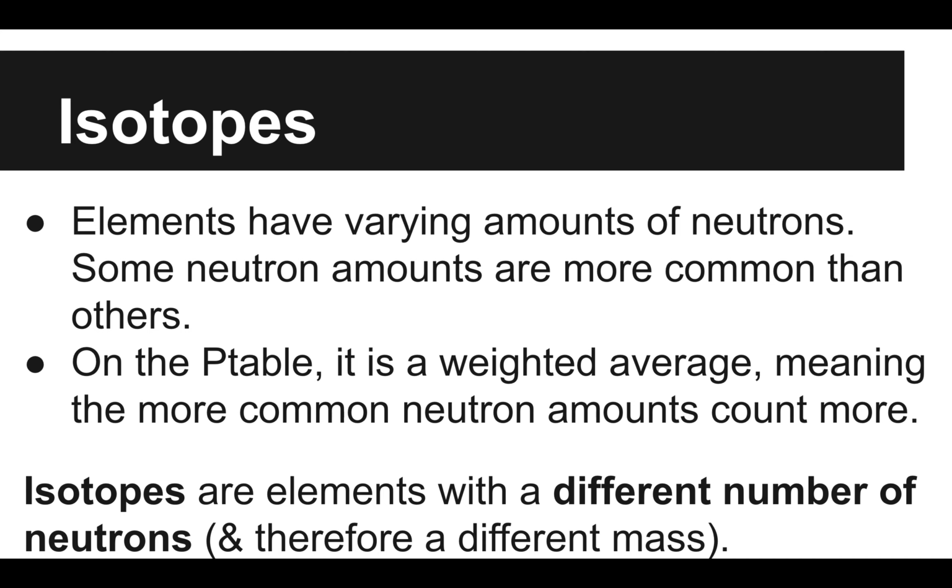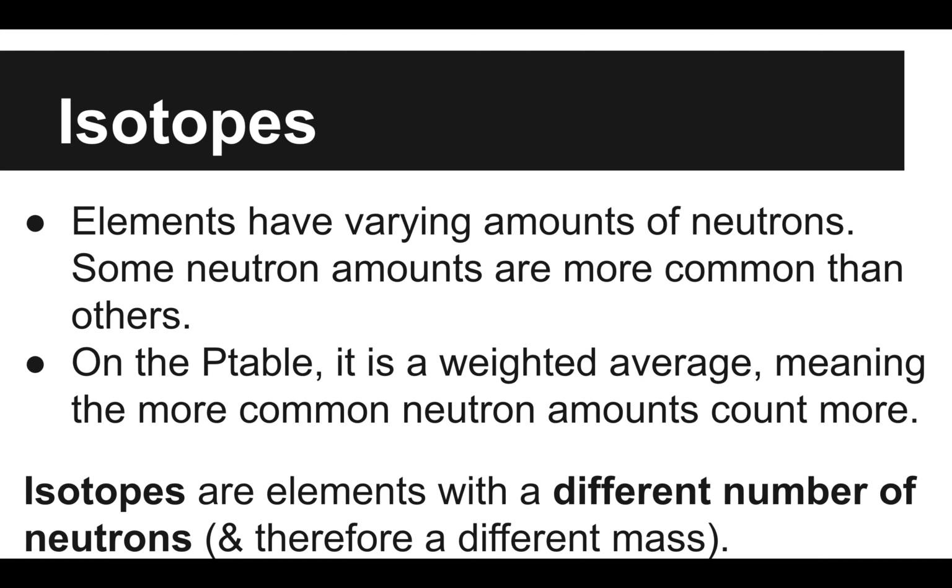Okay, so isotopes are elements with a different number of neutrons and therefore a different mass. So elements can actually have varying amounts of neutrons, and some of these neutron amounts are more common than the others. So on the periodic table, those elements that have more common neutron amounts are weighted more heavily than those with uncommon neutron amounts.